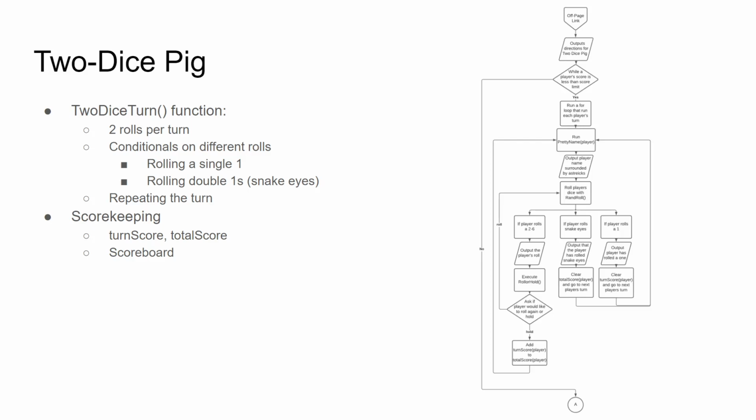In terms of scorekeeping, turn score tracks a player's score during the turn, and total score tracks the player's total score. The scoreboard function displays each player's score after a cycle of finished turns, just like in the other games.